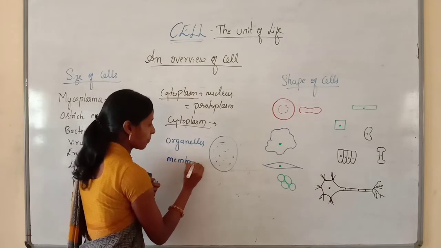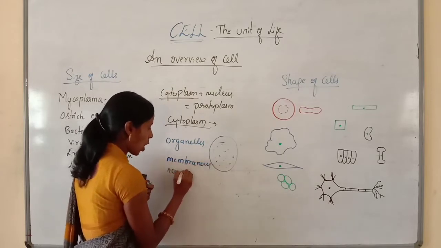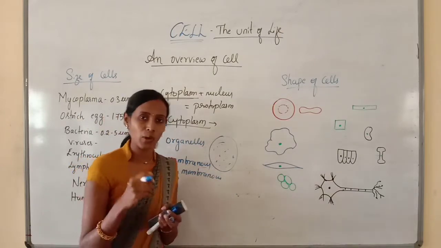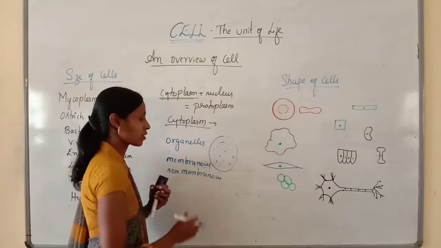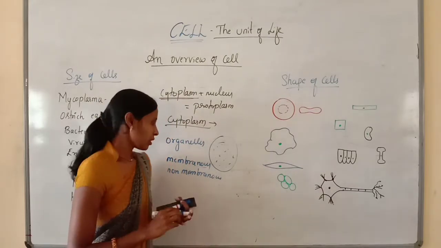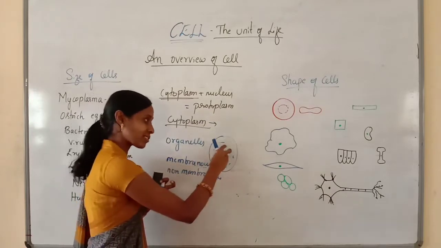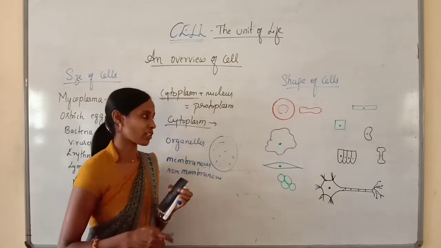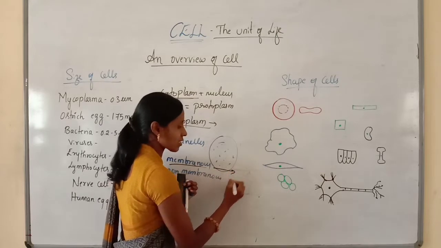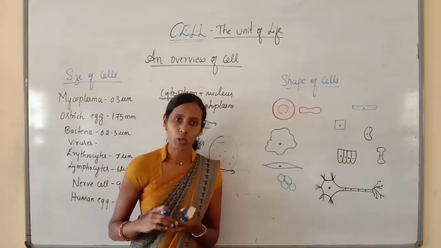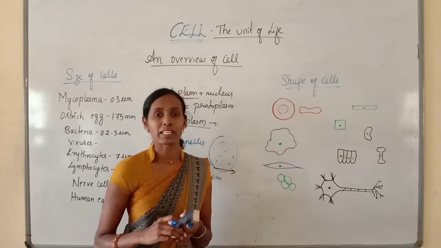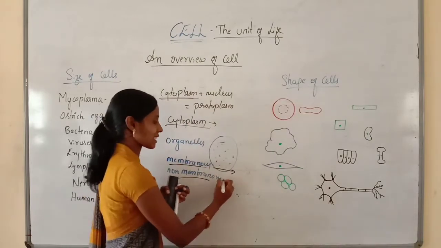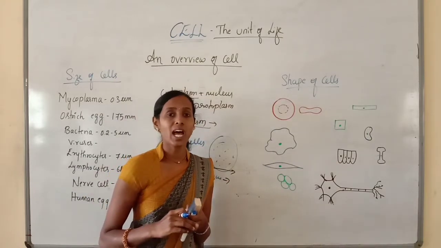Or we can say membranous and non-membranous. Here membranous cell organelles have a specific membrane, and non-membranous ones do not have a membrane. In this cytoplasm, both membrane bound cell organelles and non-membranous cell organelles are present. Then which are the membranous cell organelles? They are mitochondria, Golgi complex, endoplasmic reticulum, lysosomes, etc. And the non-membranous cell organelles are centrosomes and ribosomes.